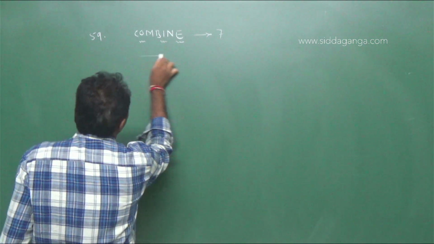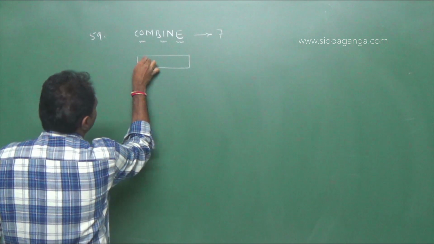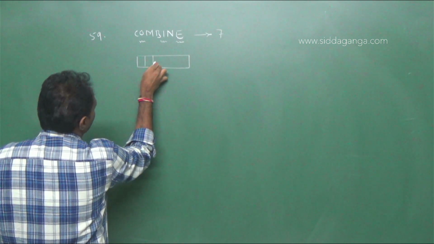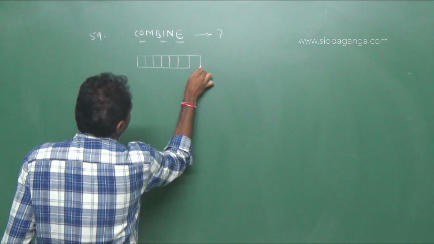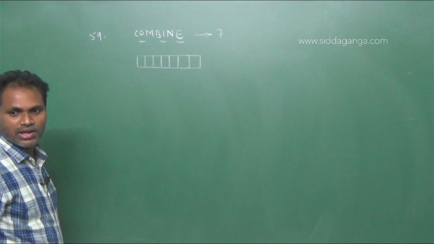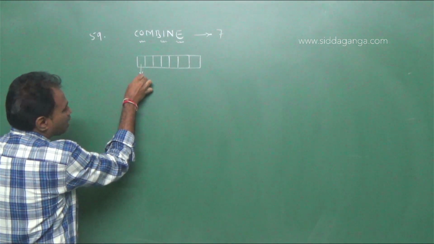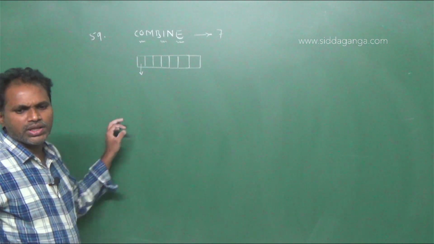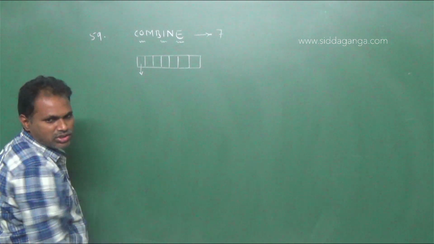Total 7 boxes you take. 7 letters are there, that's why I am taking 7 boxes: 1, 2, 3, 4, 5, 6, and 7. Now 7 letters are there, take 7 boxes. Now, vowels of the word COMBINE in the odd places. Now here 7 boxes you have taken.